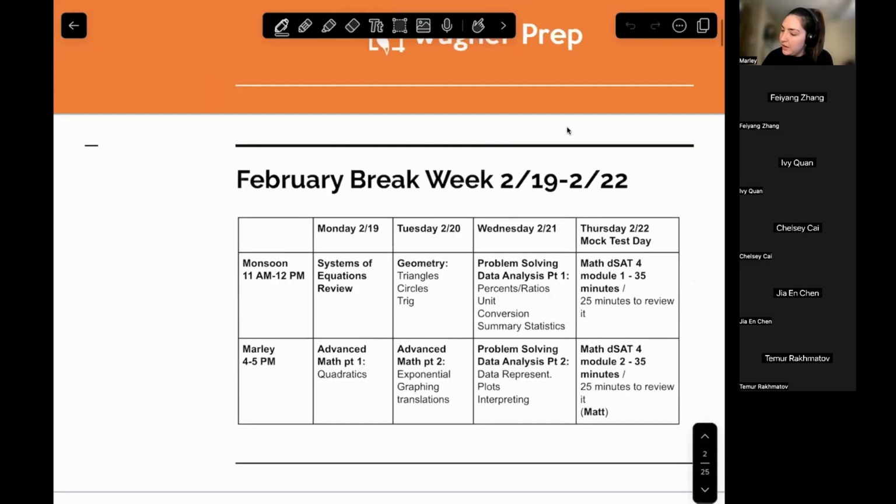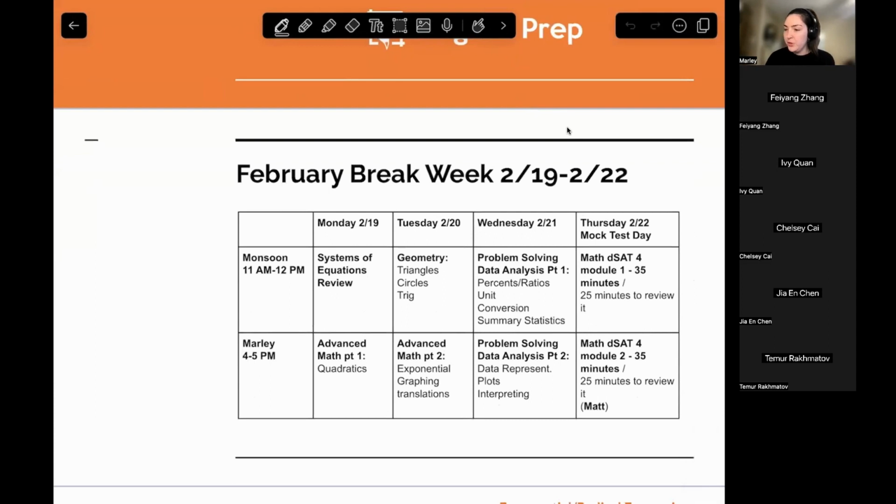Basically, we're gonna keep going with advanced math topics today, so some more of those exponential functions, that kind of stuff. Tomorrow, both lessons are gonna be about problem solving and data analysis, mainly because I know that's the last topic that, if you guys are in the in-person class, that's the last thing you did. So, just making sure we cover everything for that.